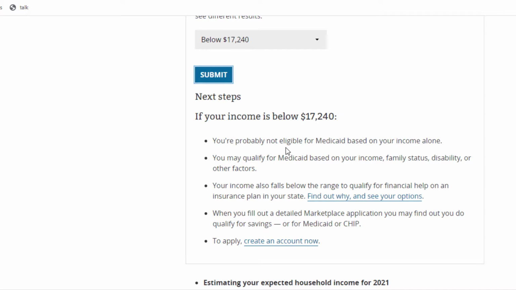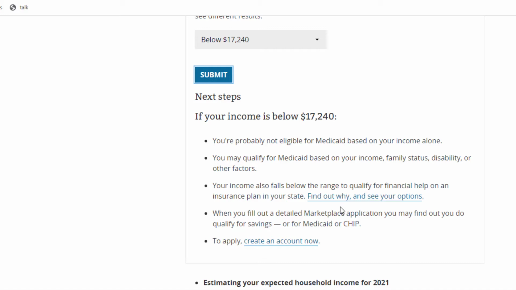When I click Submit, look what it says. You're probably not eligible for Medicaid based on your income alone. You may qualify for Medicaid based on your income, family status, disability, or other factors. We've mentioned this in other videos. Medicaid eligibility is determined by your income, your household size, and your state. Different states do have different criteria. So basically it's saying that if you make below this amount, you're not definitely eligible for Medicaid, but you may be eligible for Medicaid, so it's something that you're going to want to look into.